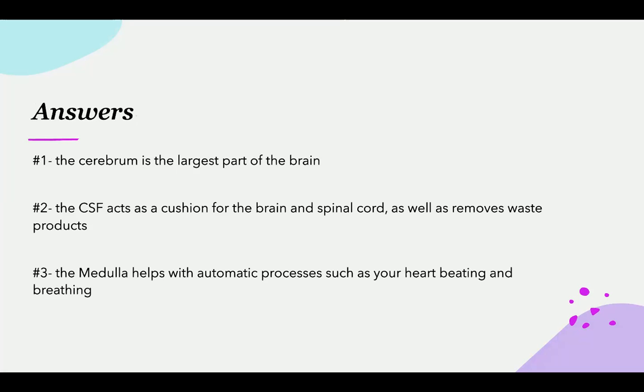All right, so number one, the cerebrum is the largest part of the brain. That was one of the first things we went over today. Number two, the cerebral spinal fluid acts as a cushion for the brain and spinal cord, as well as removing waste products. Keep in mind that it does remove waste products. That's one that people tend to forget about. And number three, the medulla helps with the automatic processes such as your heart beating, breathing, blinking, all of that good stuff.